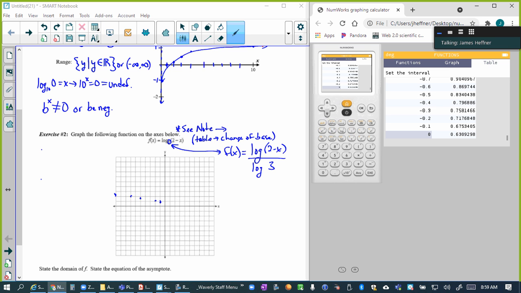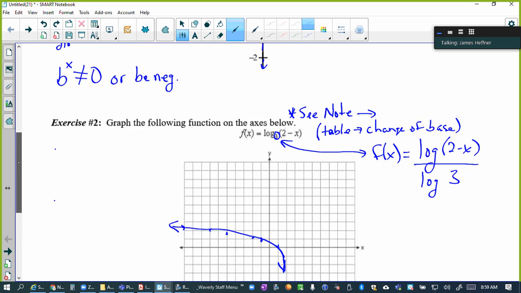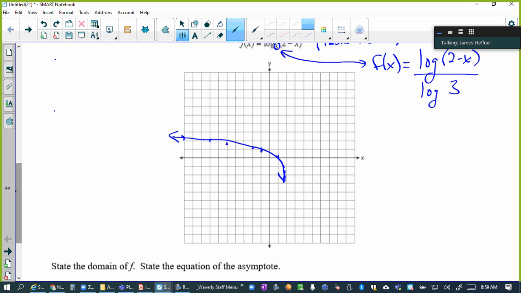I know what they are. So I think we have 1, 0, right? And then it keeps going down like this, right? So this is going to be our graph. Okay. It's kind of tricky to get that calculator to split screen with this thing.